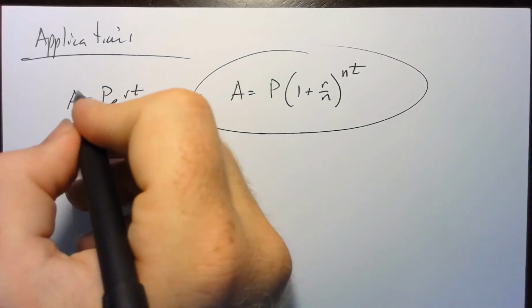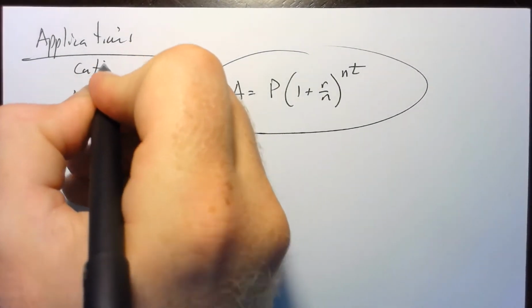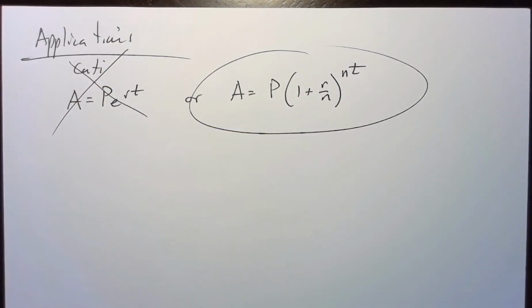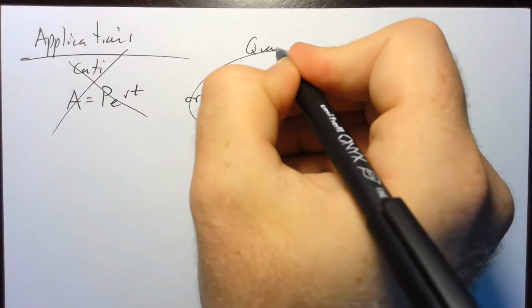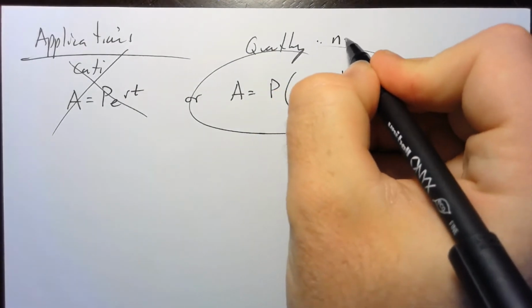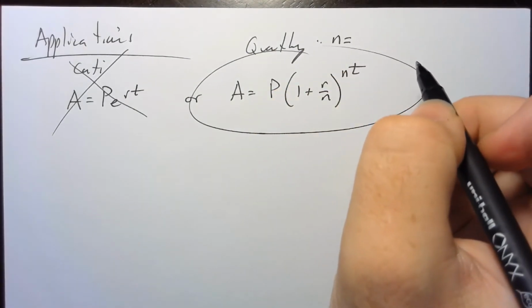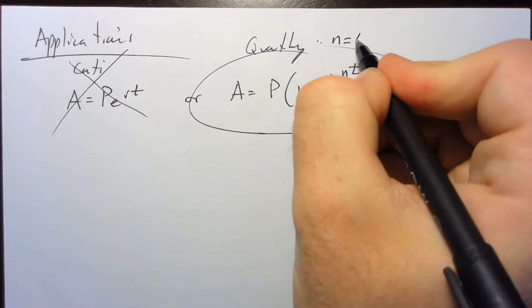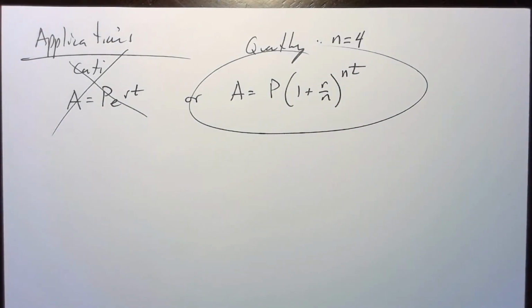This one's compounded continuously, and since it's not continuous, it's not the one we're working with. Because we're looking at quarterly, we're looking at this one. More importantly, because it's quarterly, what is n? How many times do we compound it in 1 year if we do it quarterly? Well, we're doing it 4 times. We're doing it every 3 months, and that's 4 times in total.